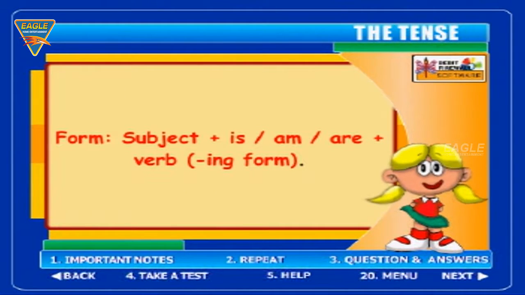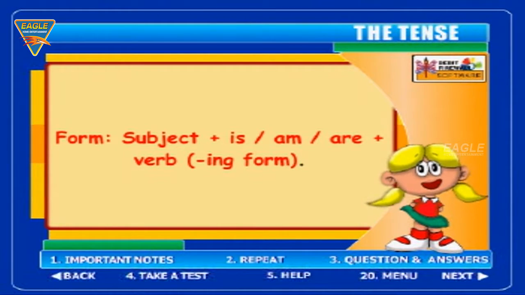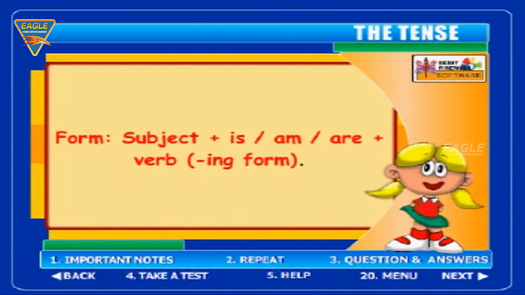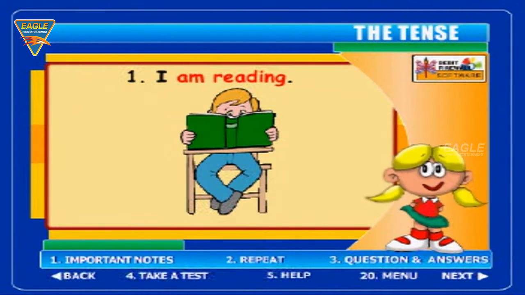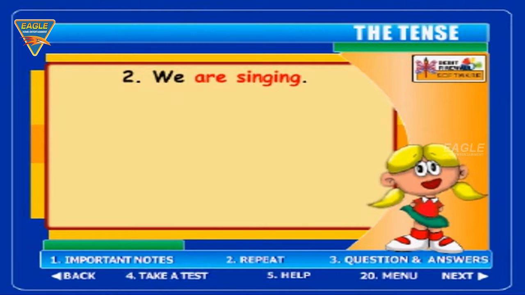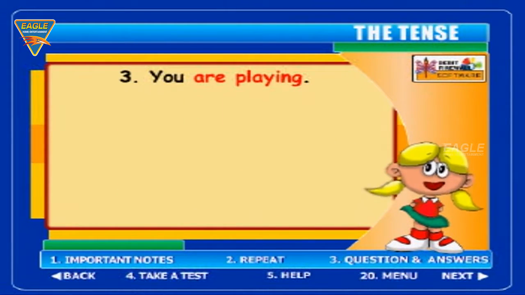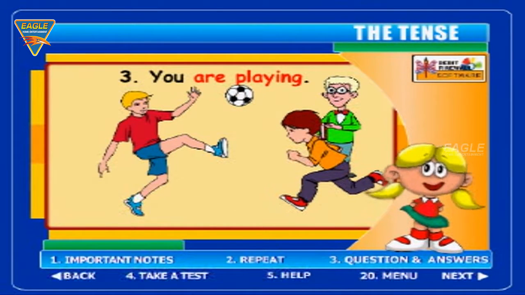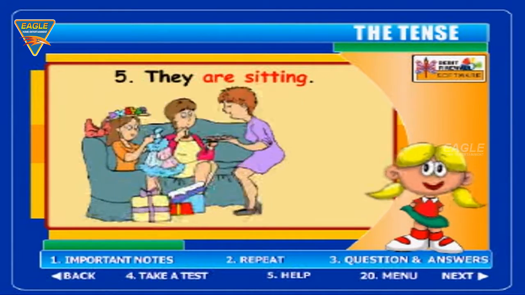Form: subject plus is or am or are plus verb ing. Examples: I am reading. We are singing. You are playing. He or she is standing. They are sitting.